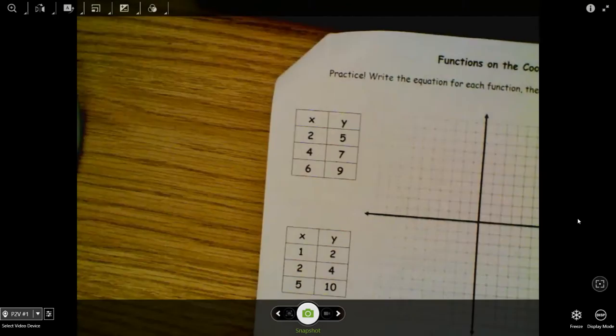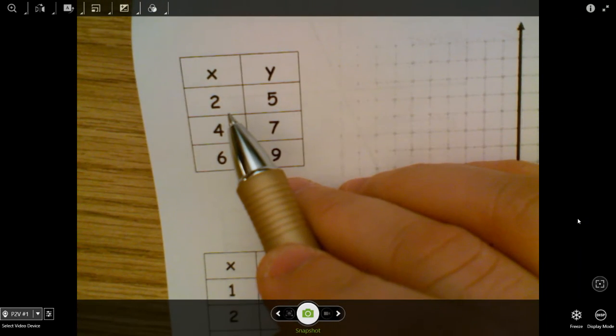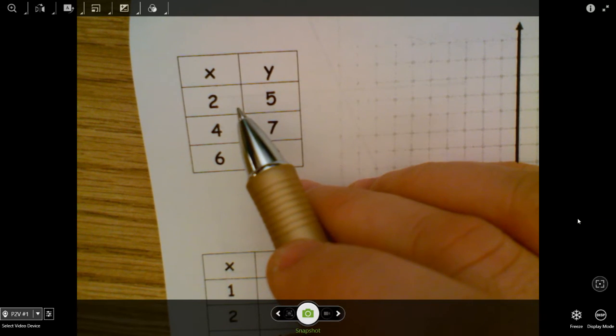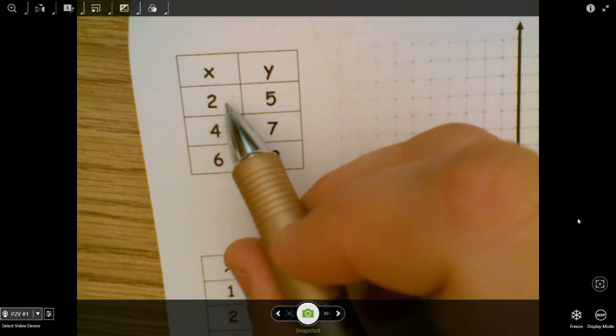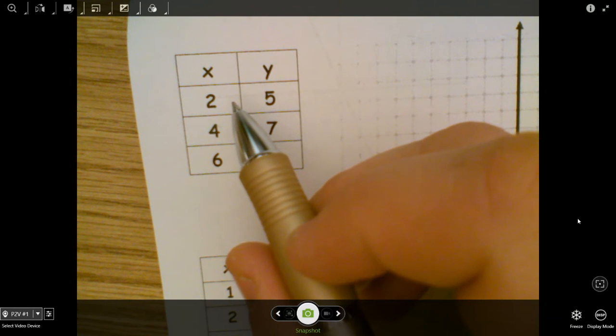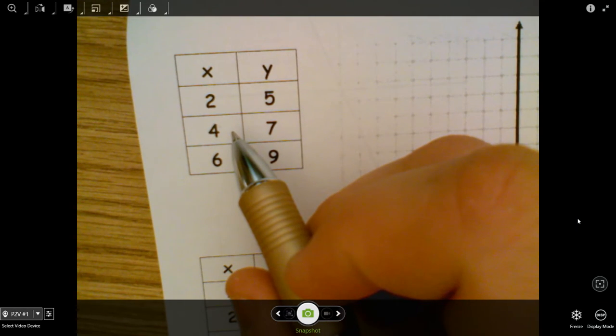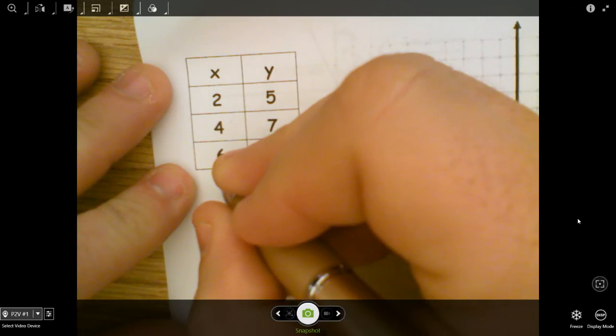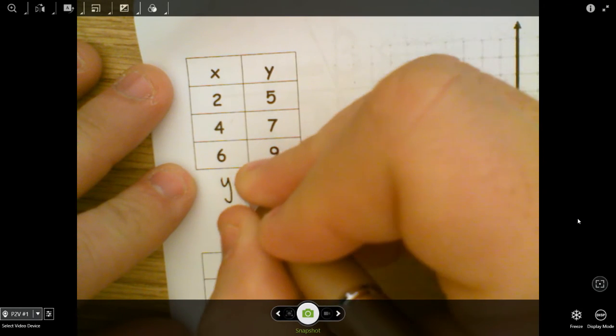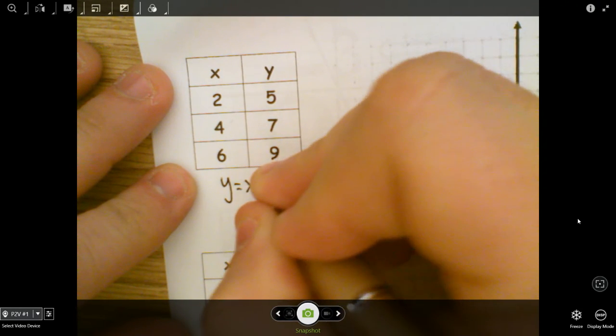So let's look at each one here. This one gets bigger, so it's either plus or it's multiplication, addition or multiplication. So to go from 2 to 5, we could do plus 3. Does it work here? 4 plus 3? Yes. 6 plus 3? Yes. So this rule is our y column equals our x column plus 3.